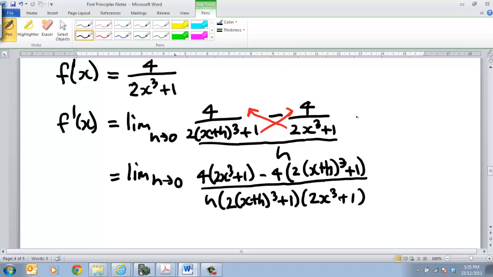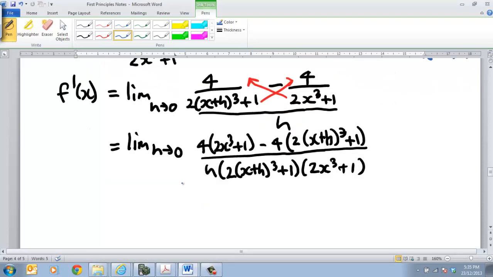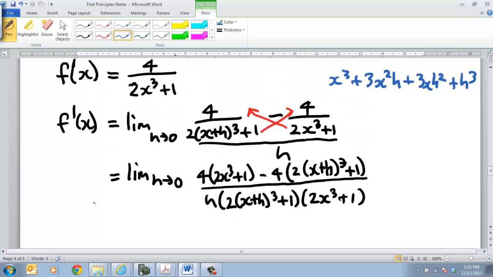I know x plus h cubed is going to be equal to x cubed plus 3x squared h plus 3x h squared plus h cubed. Alright, so if I keep that in the back of my mind, when I do this, I can make life a little bit easier for myself. Alright, so that's equal to the limit as h goes to 0.